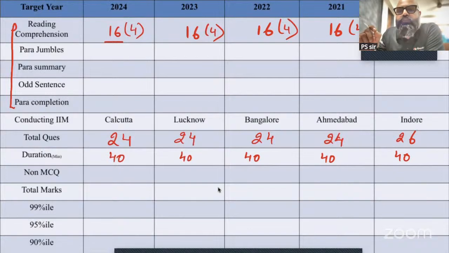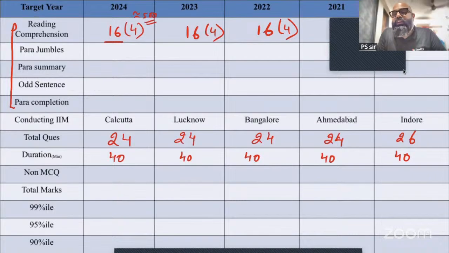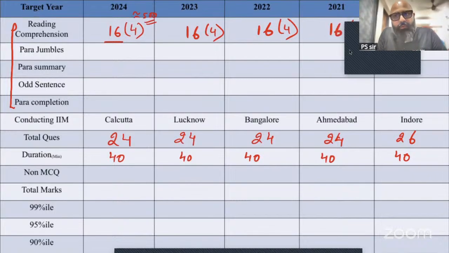Not only this, the number of words in a passage is approximately 500 to 550 words, right? So this is similar, this is the same. And as a student, you may ask, sir, why is it necessary for us to know this? I think it is necessary because I should know what kind of reading speed is needed, though I'll talk about that as well as we move along in our session.